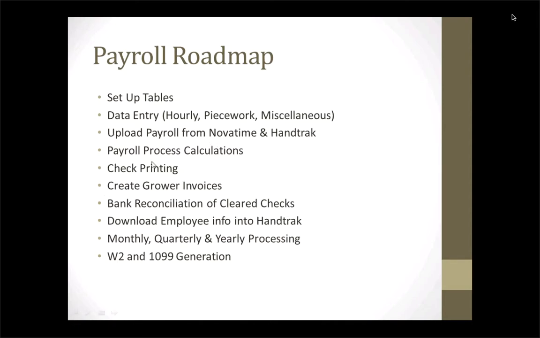We also know that you guys have interfaces, so we need to look at the upload of payroll from Novatime and Hamtrack. Then the payroll process where it does all the calculations, the tax calculations, make-up pay, minimum wage, etc. Then we go through check printing. Creating grower invoices is something new. It's a requirement that you will have within your payroll system that you have now, which we did not have in our existing older payroll system. Then bank reconciliation of cleared checks, and the download of the info into Hamtrack, because Sonia was telling us about that as well. And we have monthly, quarterly, and yearly processing, as well as the W-2 and 1099 generation. As I said, that's very, very high level.